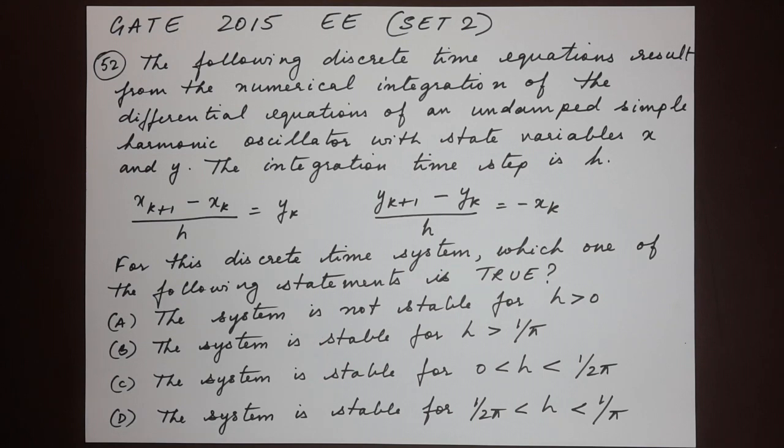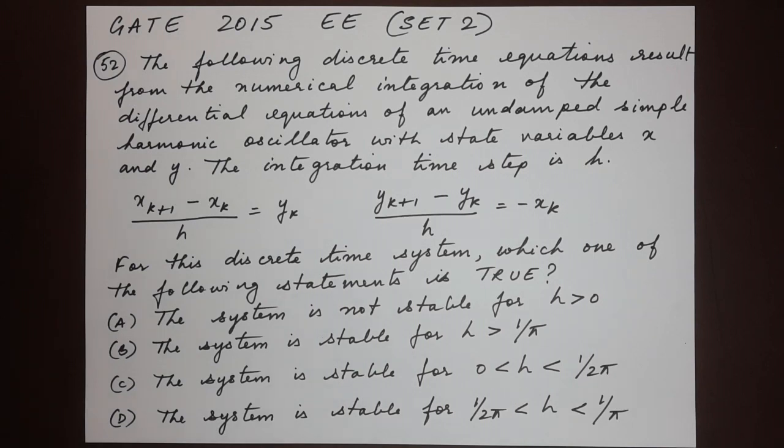So the equations are given: xk plus 1 minus xk divided by h equals yk, and yk plus 1 minus yk divided by h equals minus xk. For this discrete time system, which one of the following statements is true? The options are: A. The system is not stable for h greater than 0. B. The system is stable for h greater than 1 by pi. C. The system is stable for h lying between 0 and 1 by 2 pi. And D. The system is stable for h lying between 1 by 2 pi and 1 by pi.